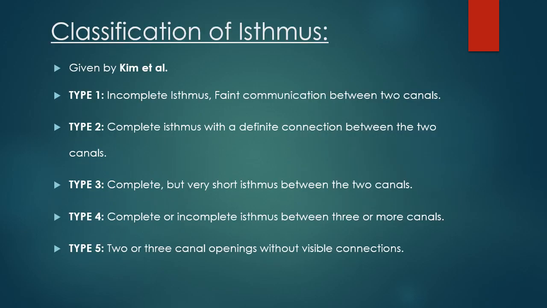Coming to the classification of the isthmus which was given by Kim et al. He says that type 1 is incomplete isthmus, faint communication between the two canals, and type 2 is complete isthmus with a definite connection between the two canals, and type 3 is complete but very short. Okay, very short isthmus between the two canals. Type 4 is complete or incomplete isthmus between 3 or more canals. Okay, type 5 is 2 or 3 canals opening without visible connections.